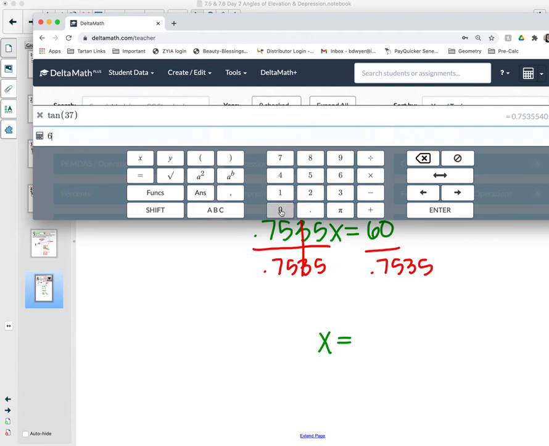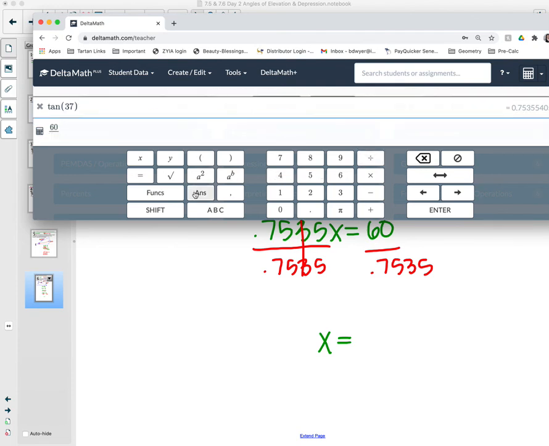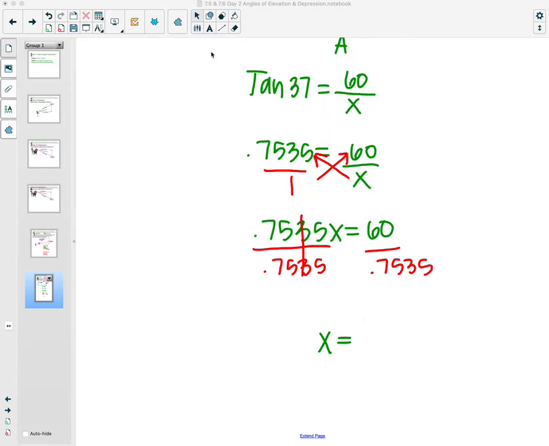So we'll type in 60. That tangent of 37 is still my answer. It's in my previous one, so I'll do 60 divided by the answer. You're welcome to just type in 0.7535 if you would rather. And then we see 79.62.